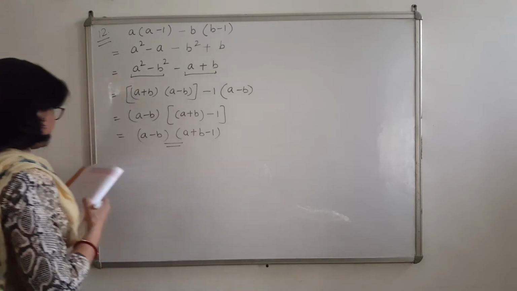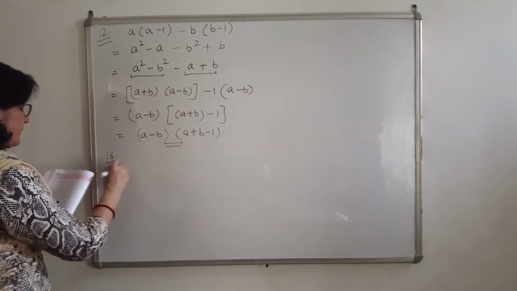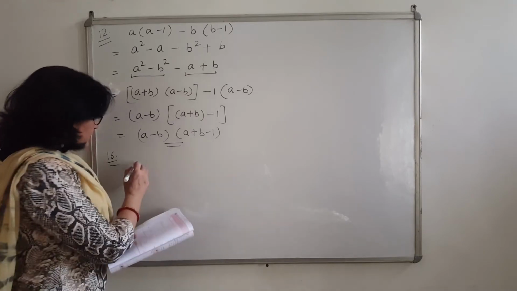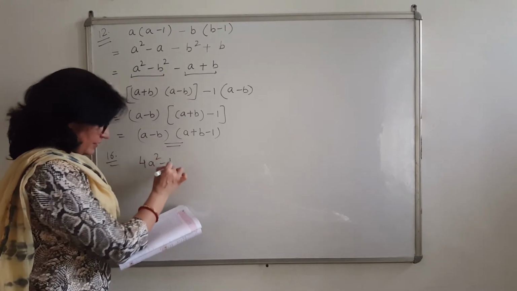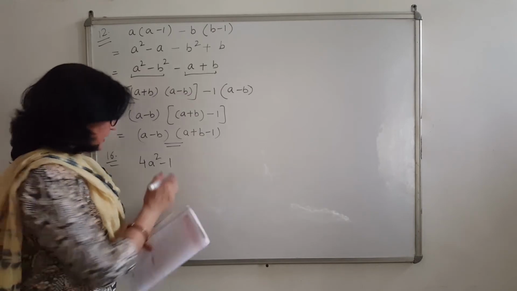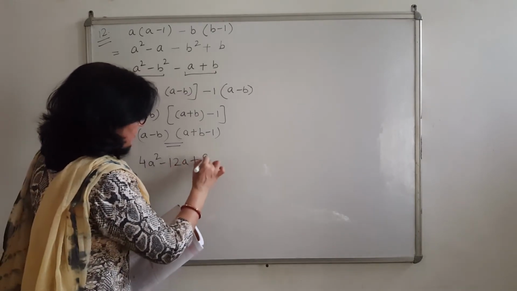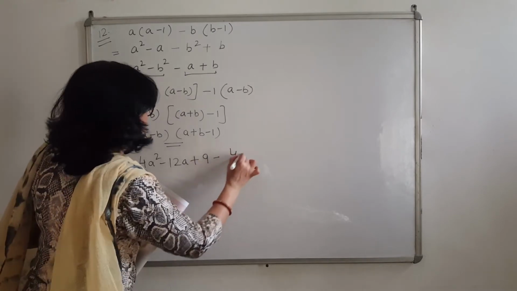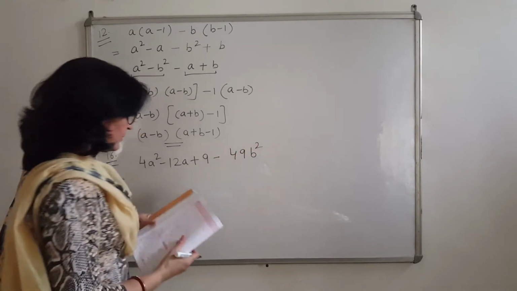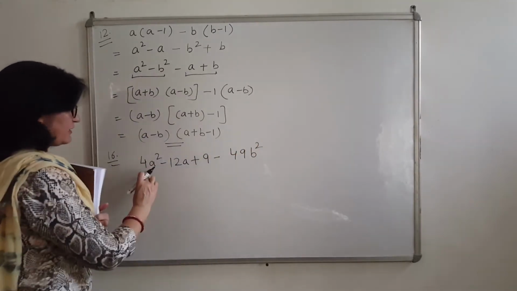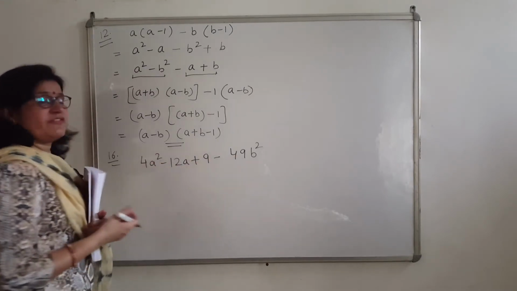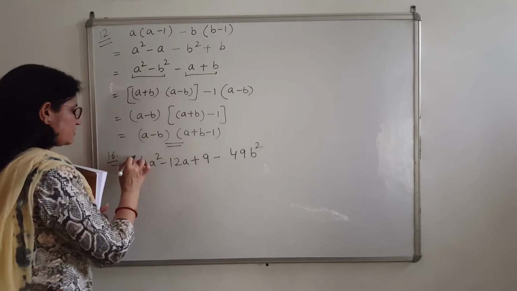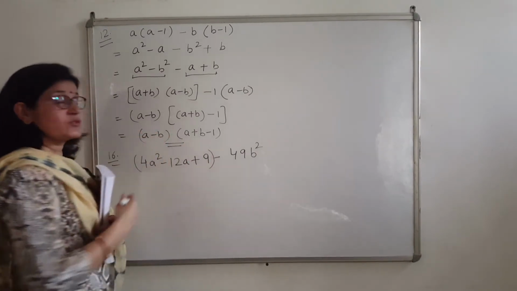In this question, the statement is given: 4a square minus 12a plus 9 minus 49b square. Here we have 4 terms. If we take these 2 terms together and then factorize further, we don't get the answer. So what we will do? We will take these 3 terms together.